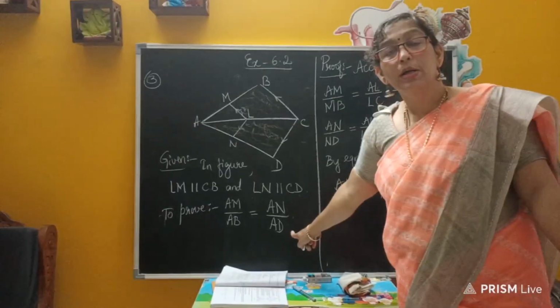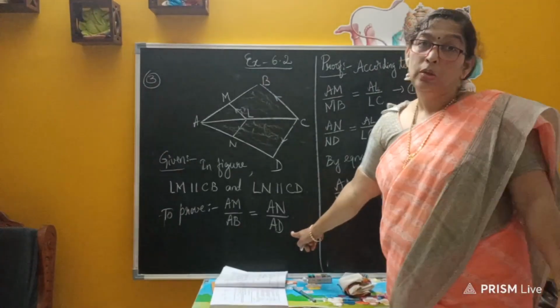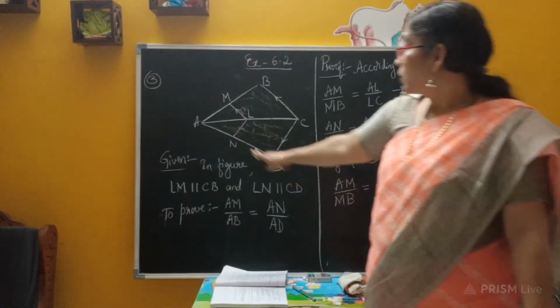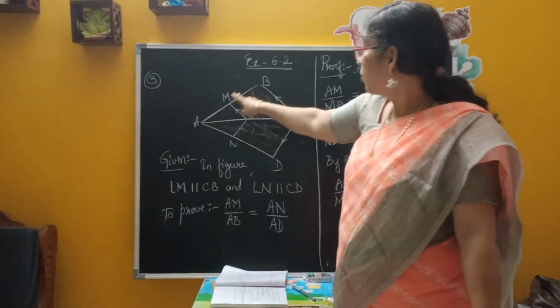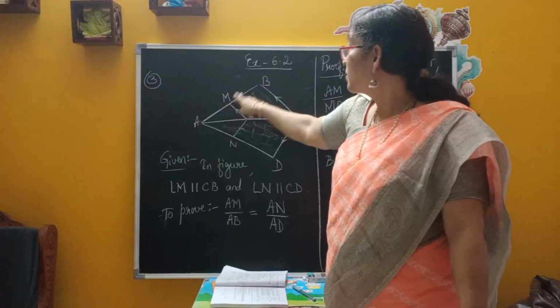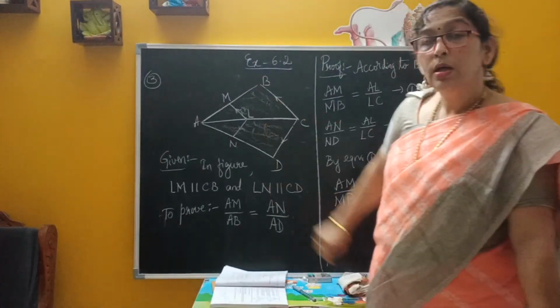What do we have to do to get that? We have to think now. So what does the whole mean actually? The sum of these parts, AN and ND, isn't it? And here the whole AB is AM plus MB, that is equal to AB.